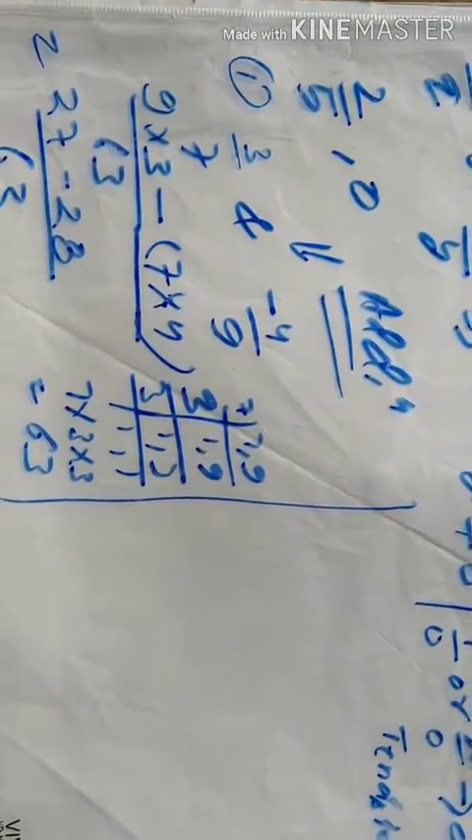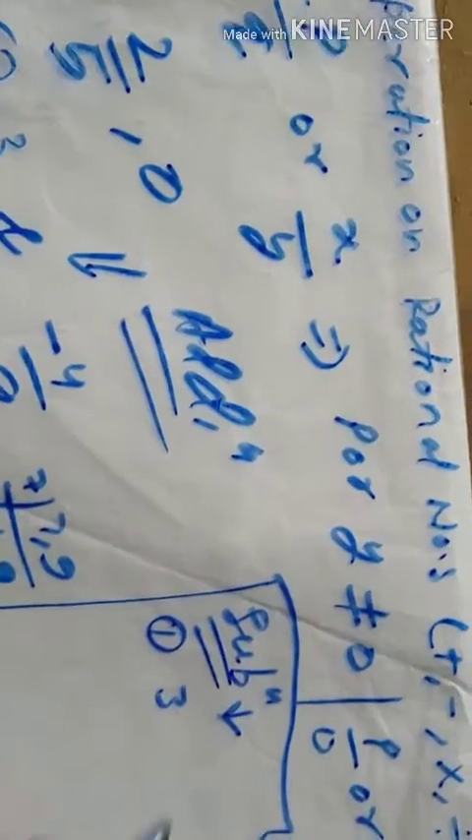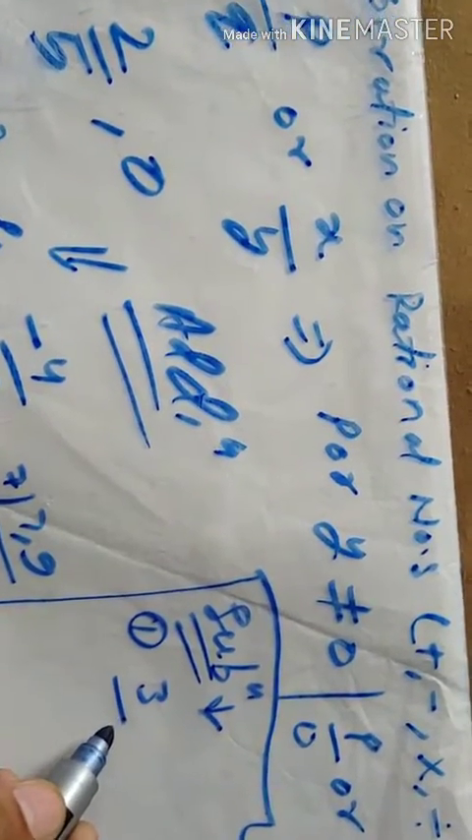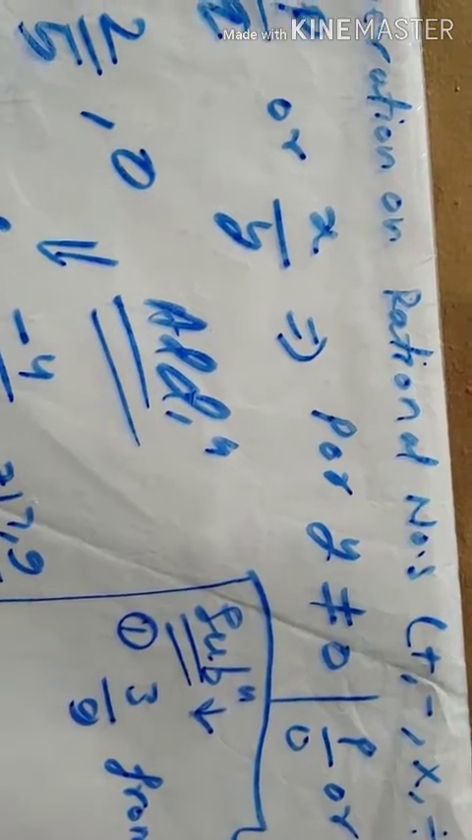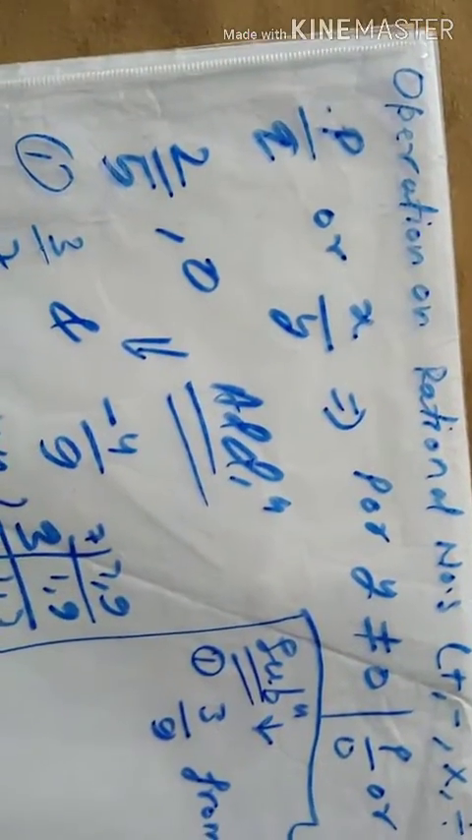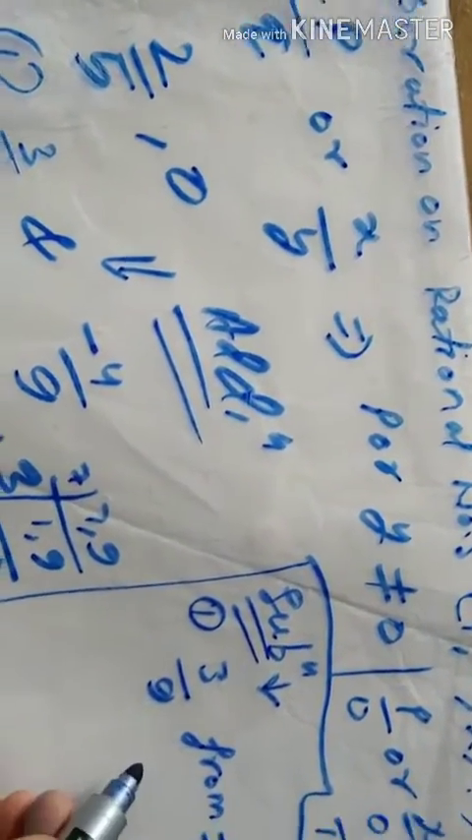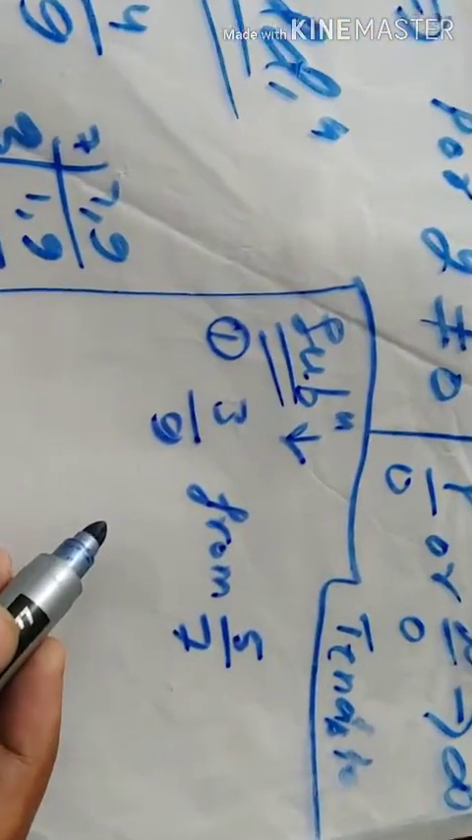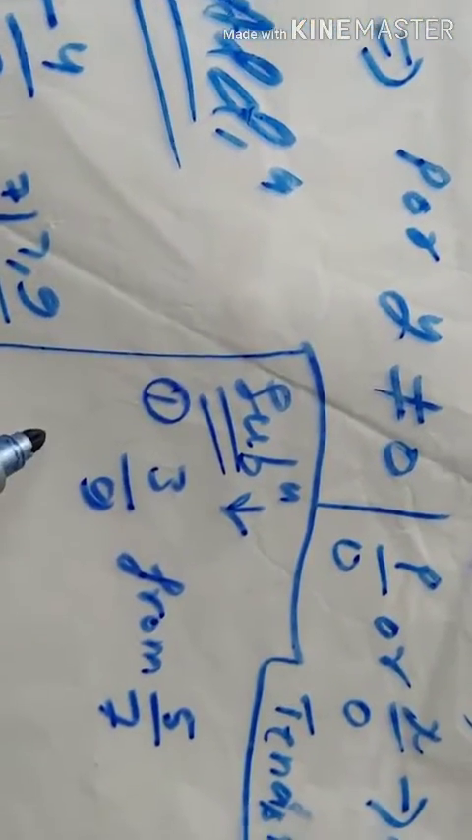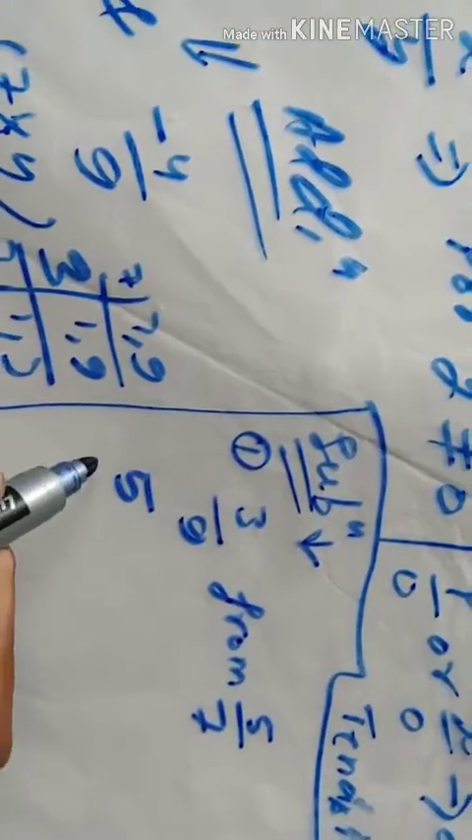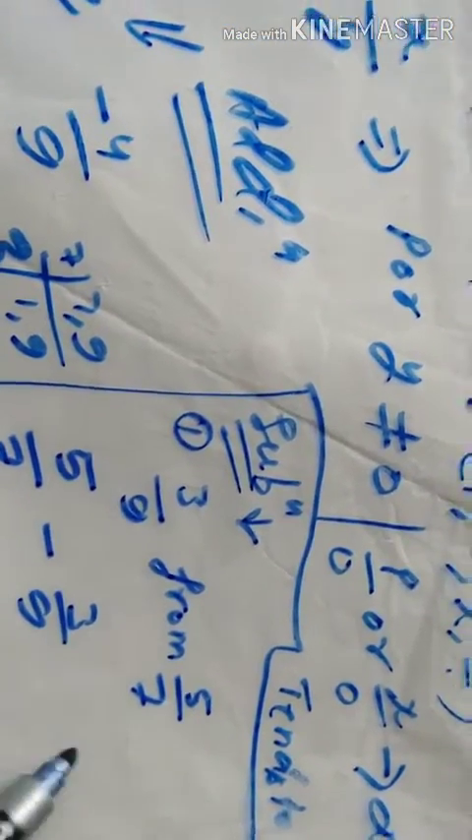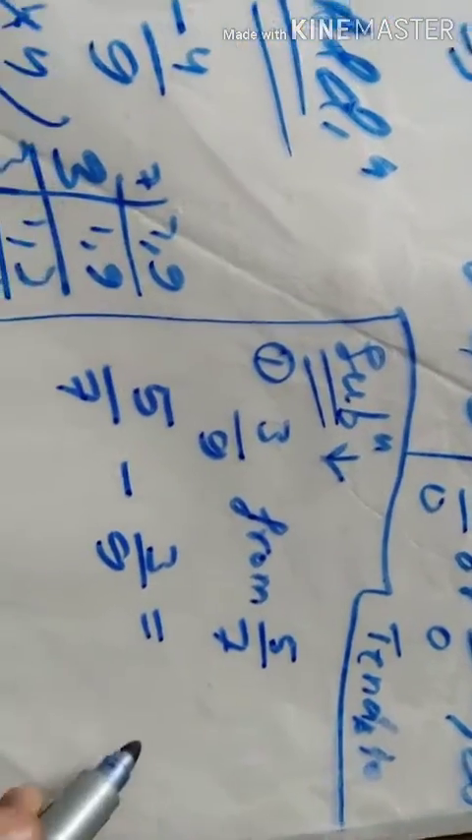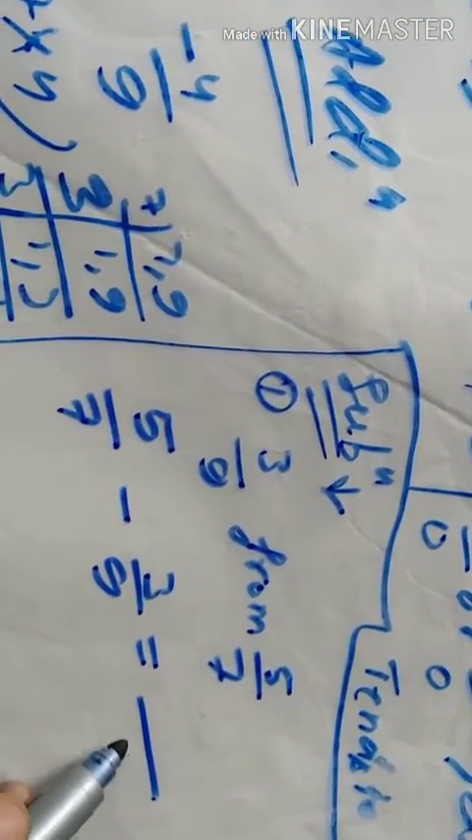Next we will talk about the subtraction of rational numbers. Suppose the example is 3 upon 9 from 5 by 7. Same. So what does this mean? 3 by 9 from 5 by 7 means 5 by 7 minus 3 upon 9. The denominators are the same as before, so there is no need to take the LCM again and again.